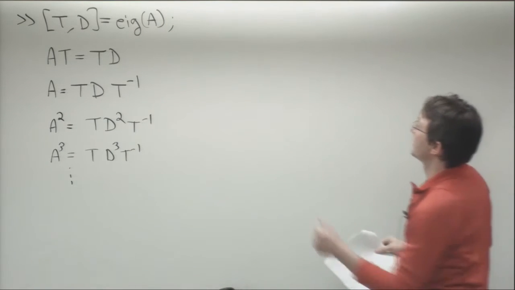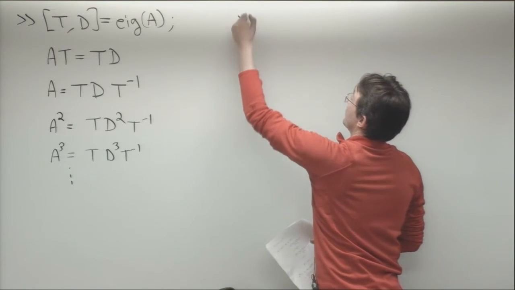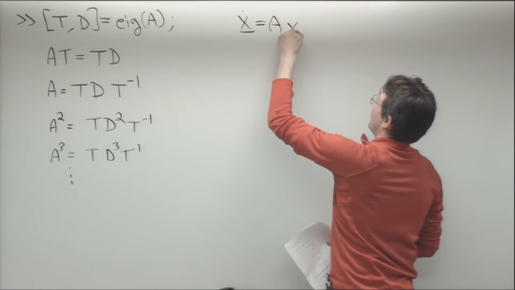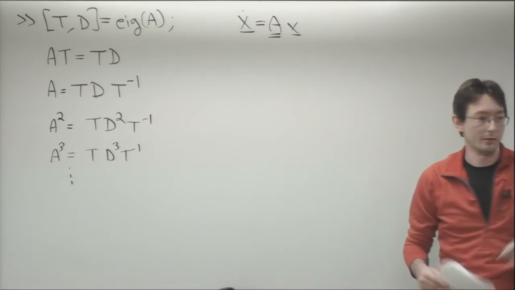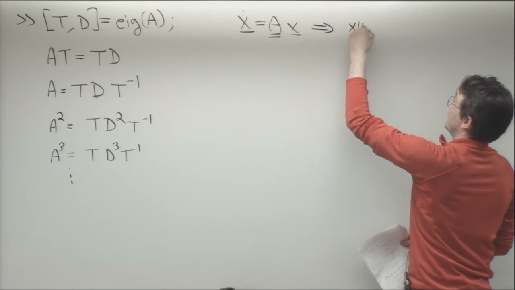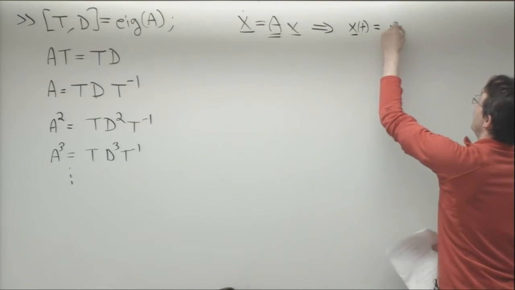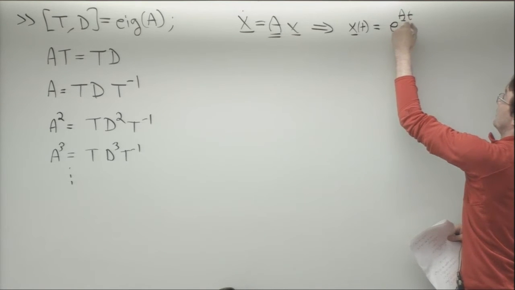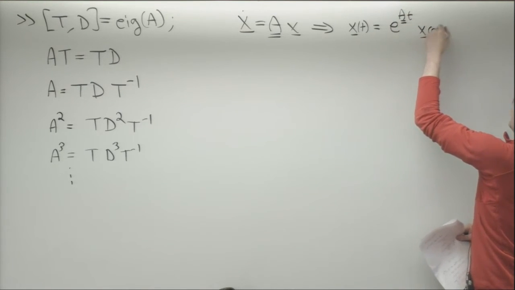So we know that our solution to x dot equals Ax should have a solution x at time t equals a matrix e to the At times a vector x at time naught.